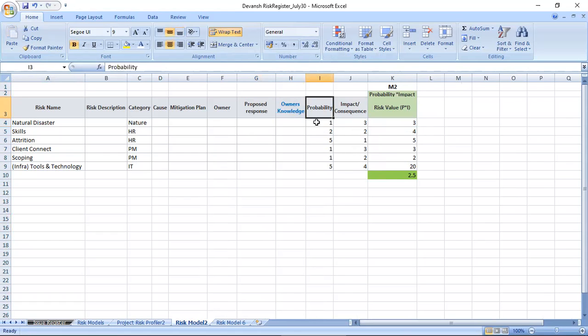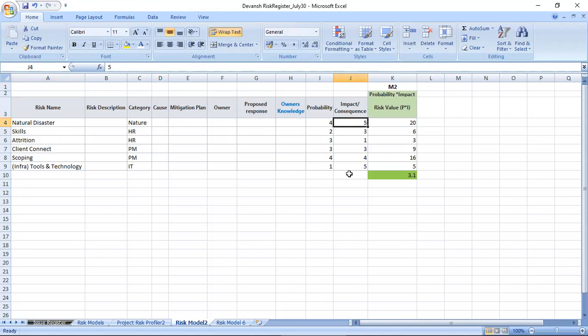And then we come directly to the probability. On a scale of 1 to 5, as I said, 1 is always lowest, 5 is always highest. The same goes for impact. 1 is always lowest, 5 is the highest, and 3 is in between. So we think that for a natural disaster, the probability of that happening is very low, it is 1. But if that happens, the impact will be 5.